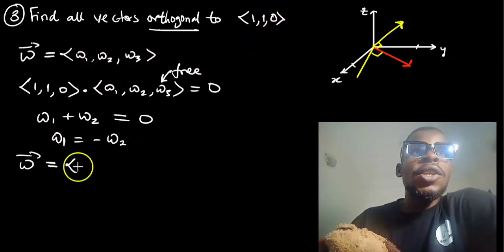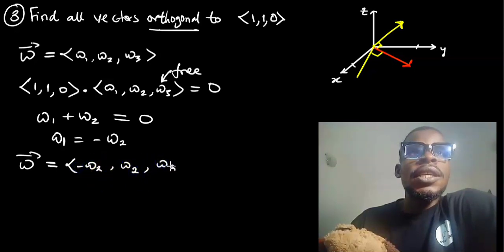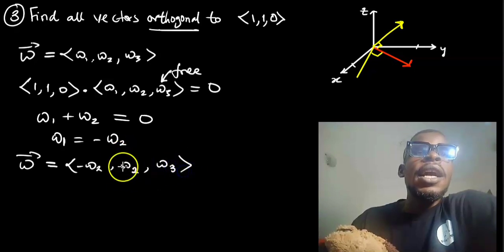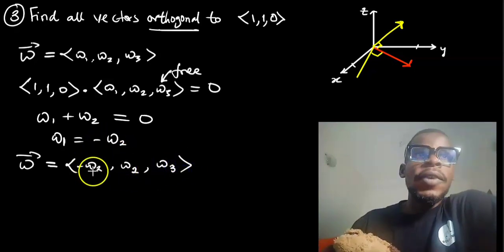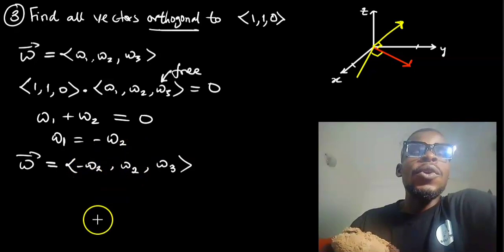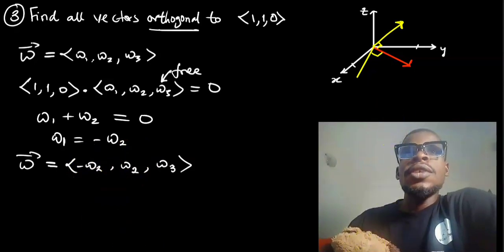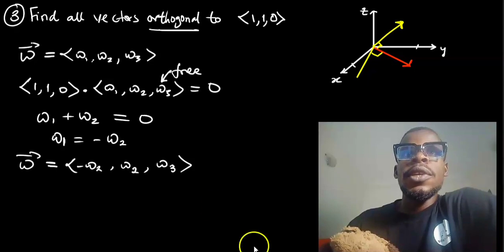So this should be W1 is the negative of whatever the second entry is, then the second entry, and then the third entry, which we said is free. Okay, great. Actually, the second entry is also free, but the first entry has to be the negative of whatever the second entry is.